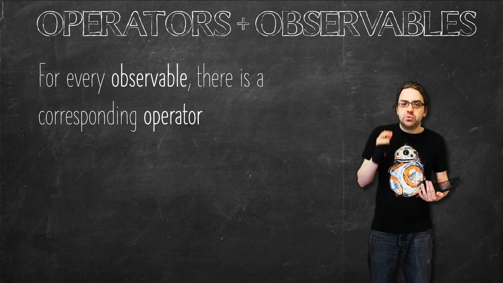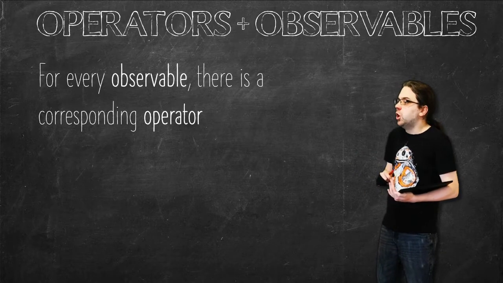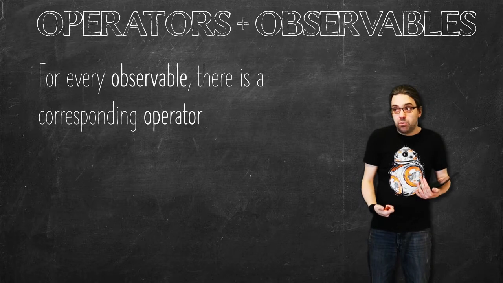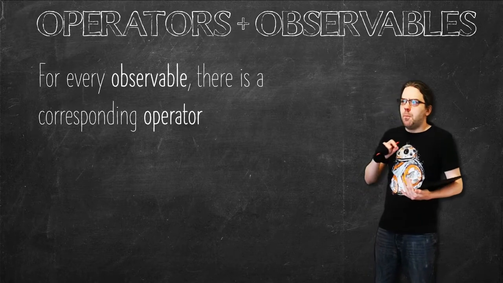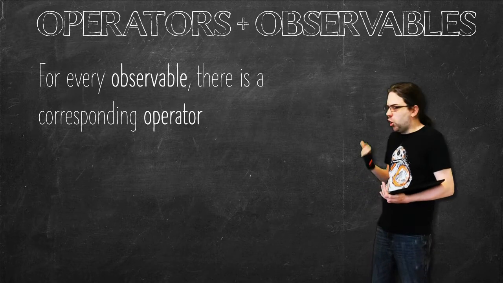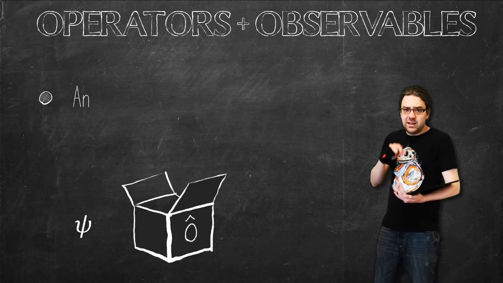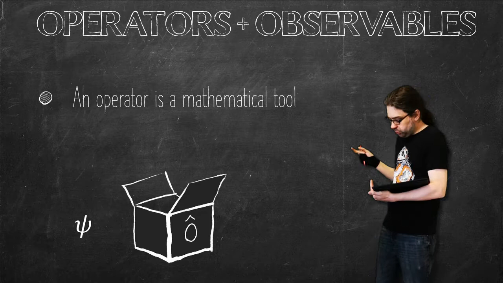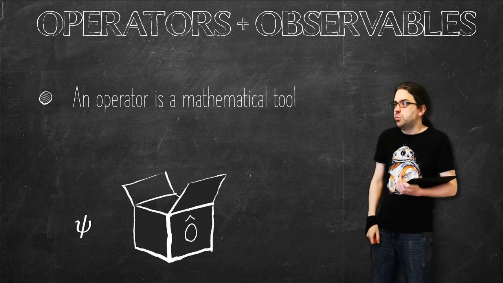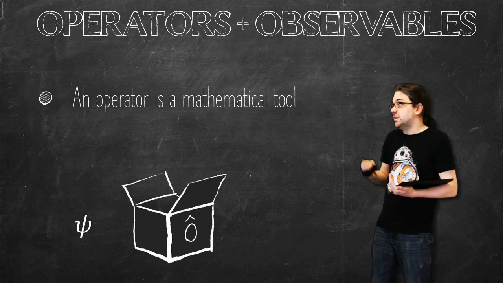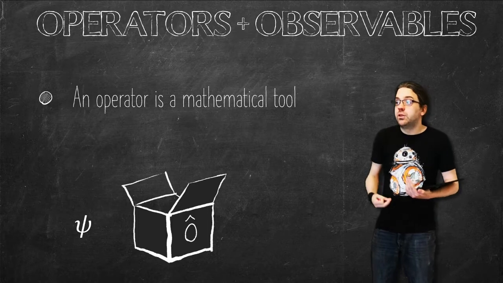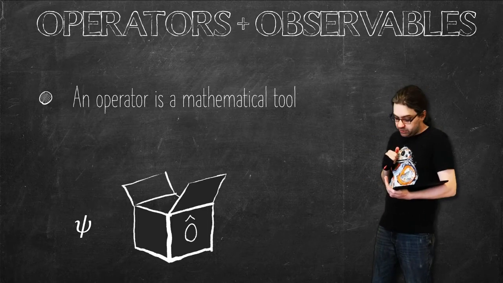Now, for every observable, there is a corresponding operator. That's quite an important point to remember. But what is an operator? So, an operator, basically, it's a mathematical tool. It's a mathematical object. It is equations, it is matrices. It is something that we can apply some mathematics to.